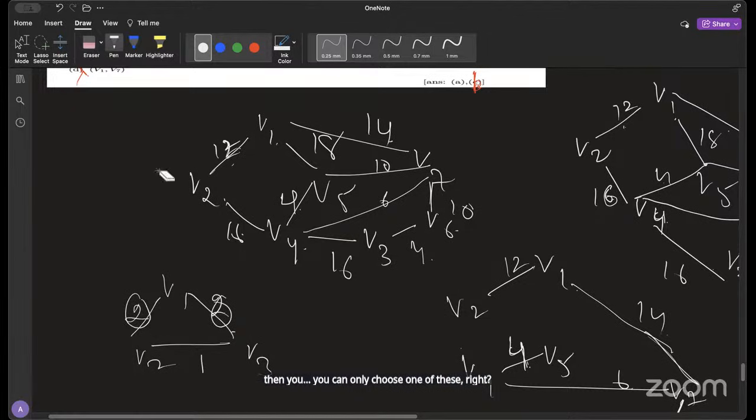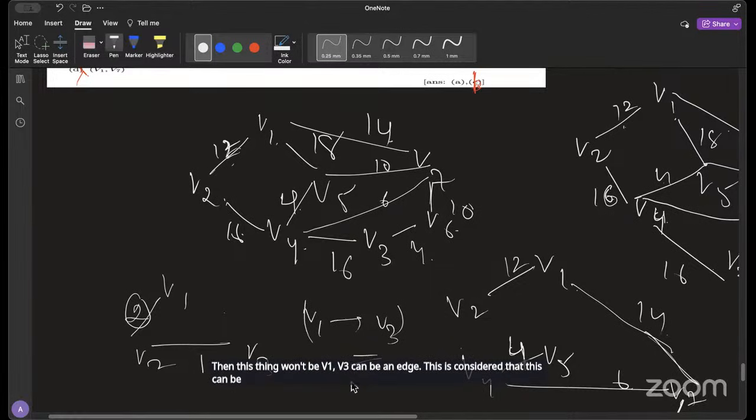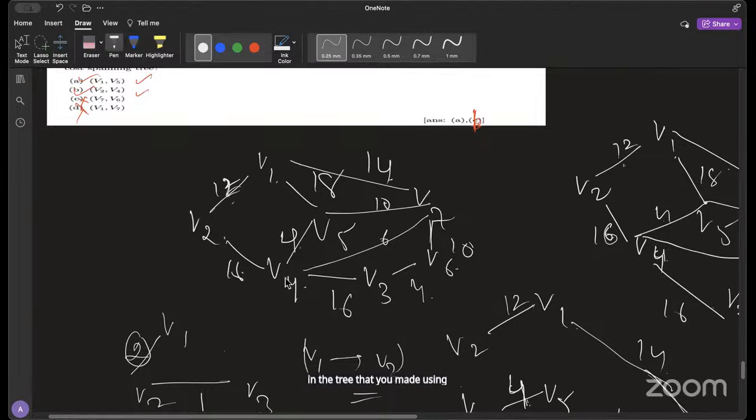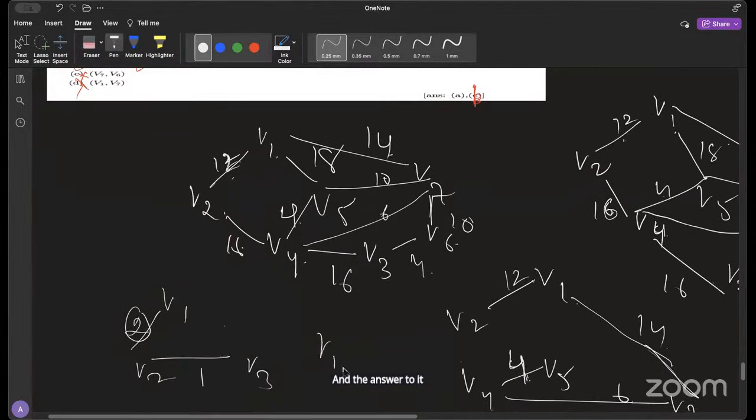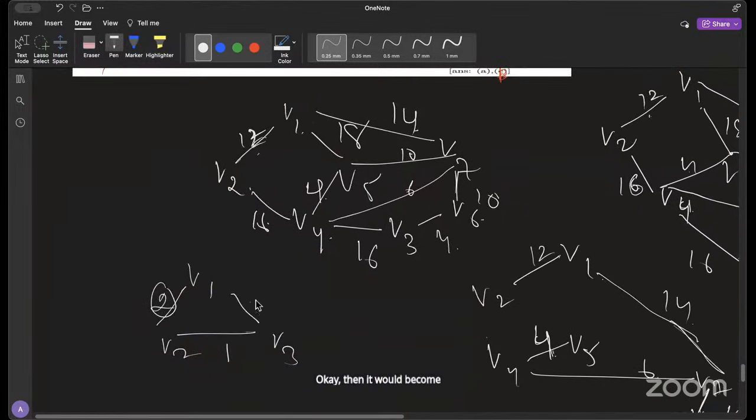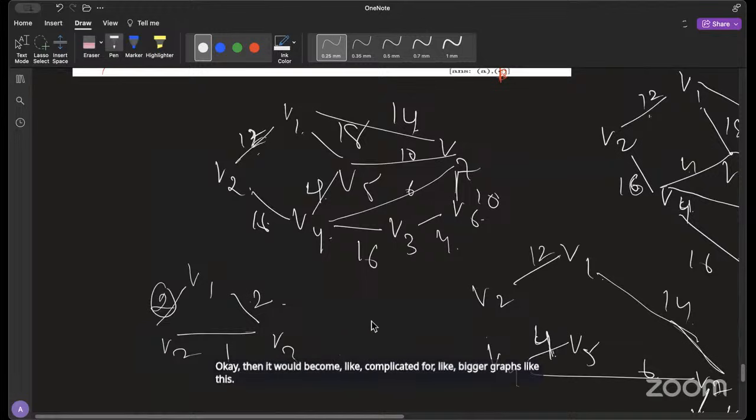While performing Kruskal, you won't be asked questions on this. You won't be given things like that. But if there's a question like this, then V1, V3 can be an edge, can be in the tree made using Kruskal's algorithm, the minimum cost spanning tree.